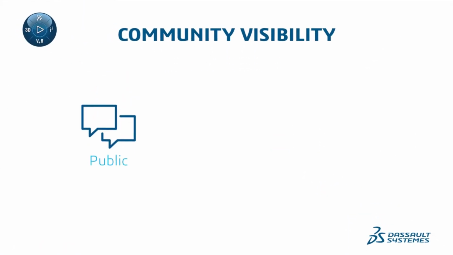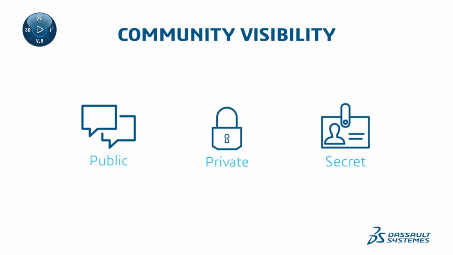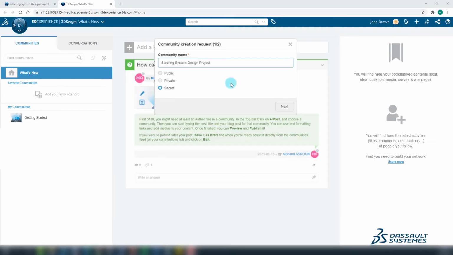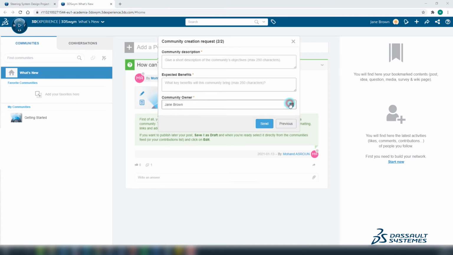A public community is visible to everyone, and everyone with a 3D Experience ID can be a part of it. But in a private community, you decide who gets access. This community can be searched by anyone, and people can request access to this community on their own. A secret community is not searchable, and you decide who should be part of the community. For your team, you will have to create a secret community.